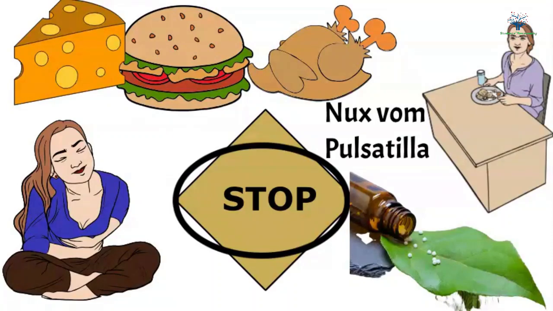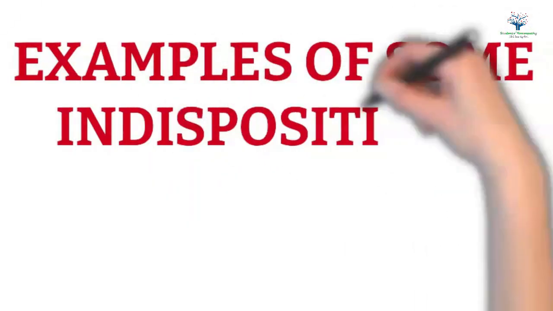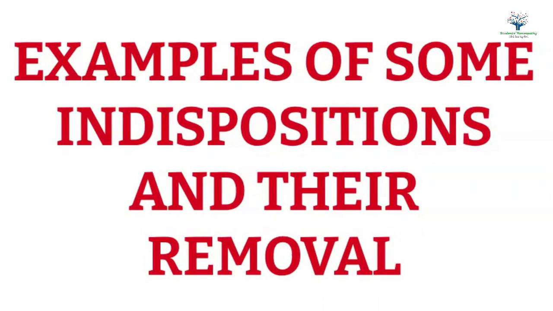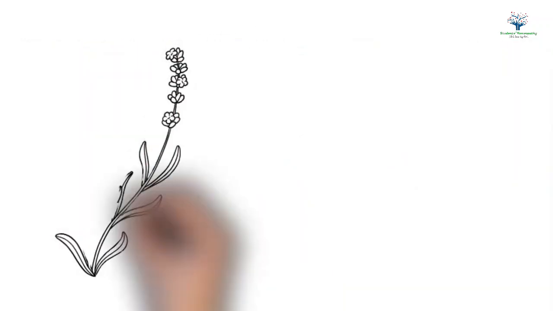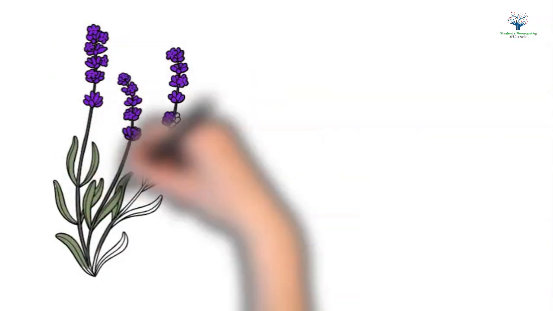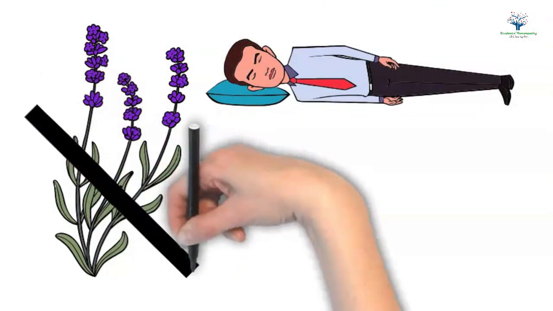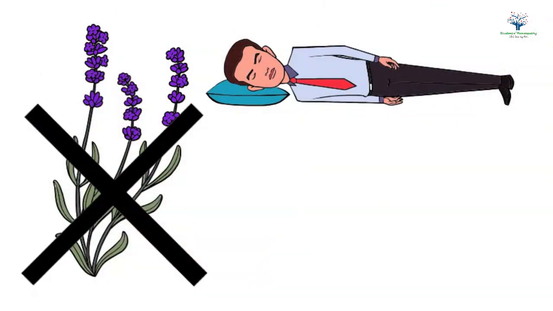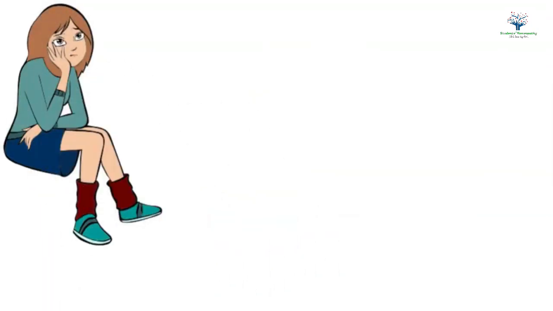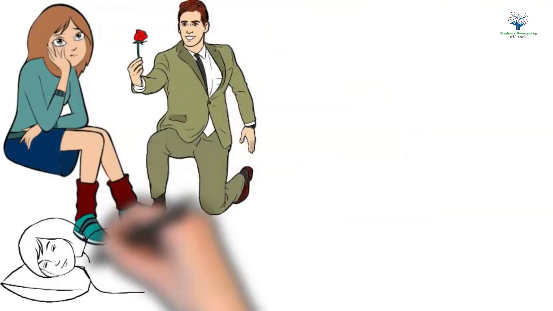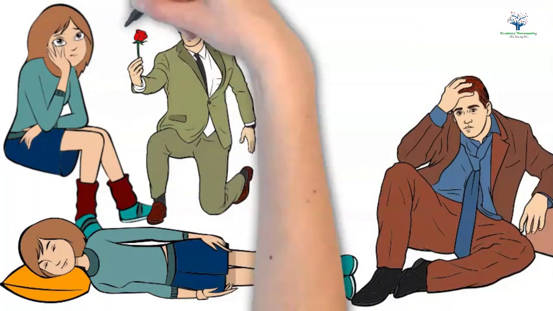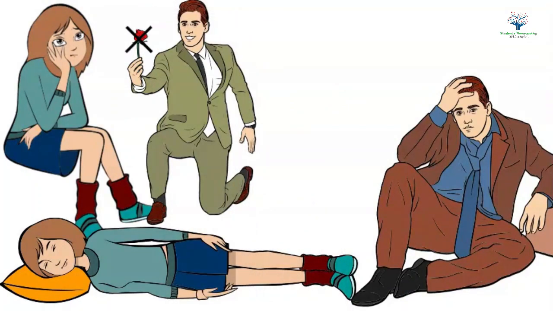Then, examples of some indispositions and their removal. Strong smelling flowers that have a tendency to cause syncope and hysterical sufferings should be removed from the room. Sensitive, nervous girls fainting from the odor of flowers, the flowers should be removed.